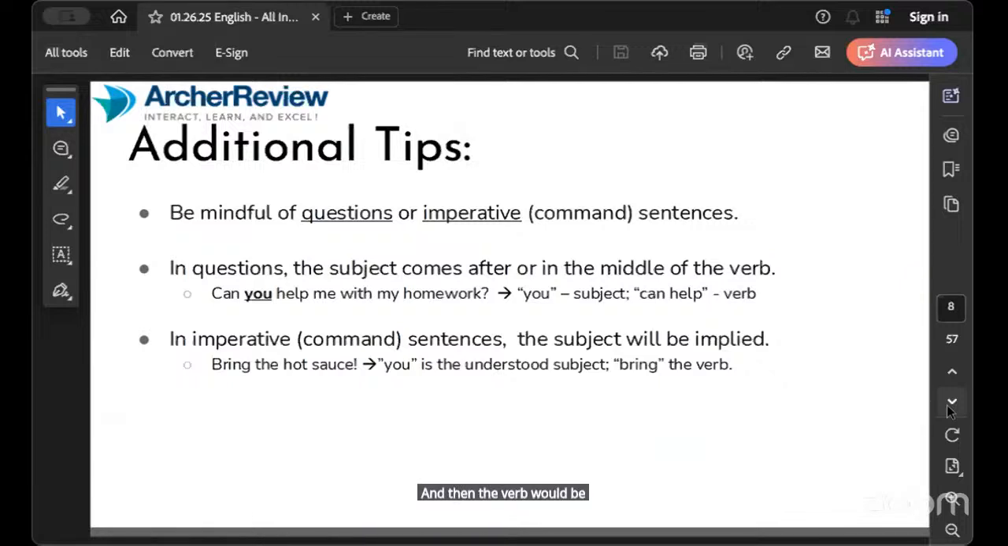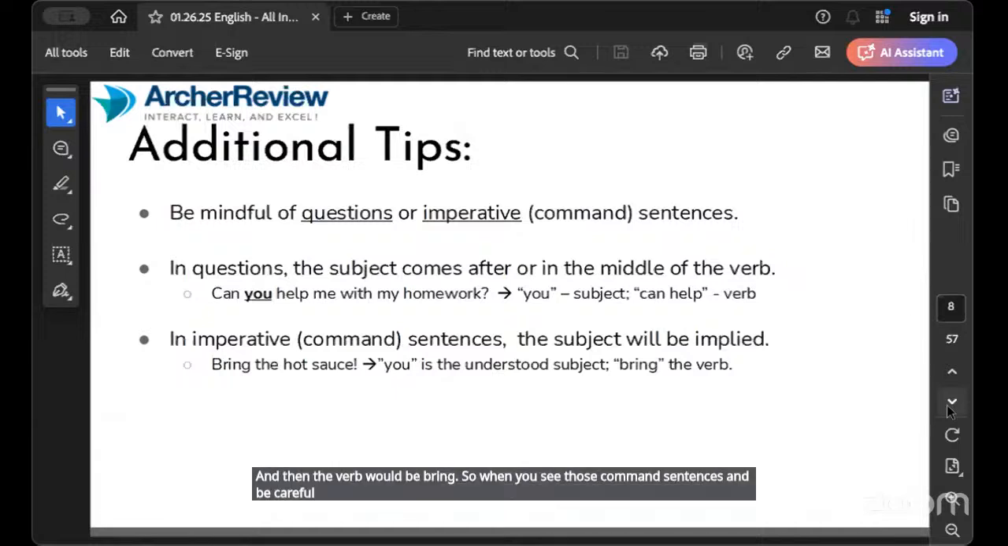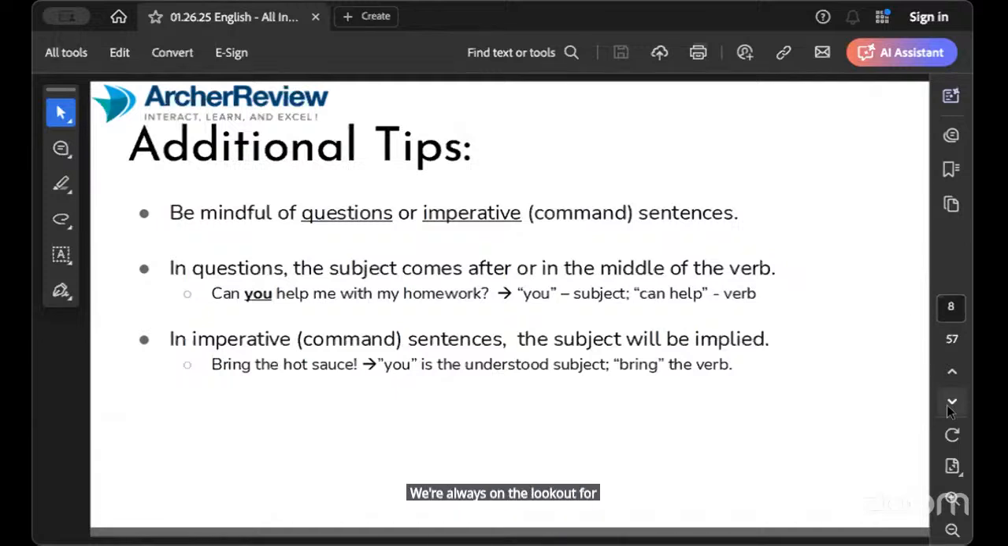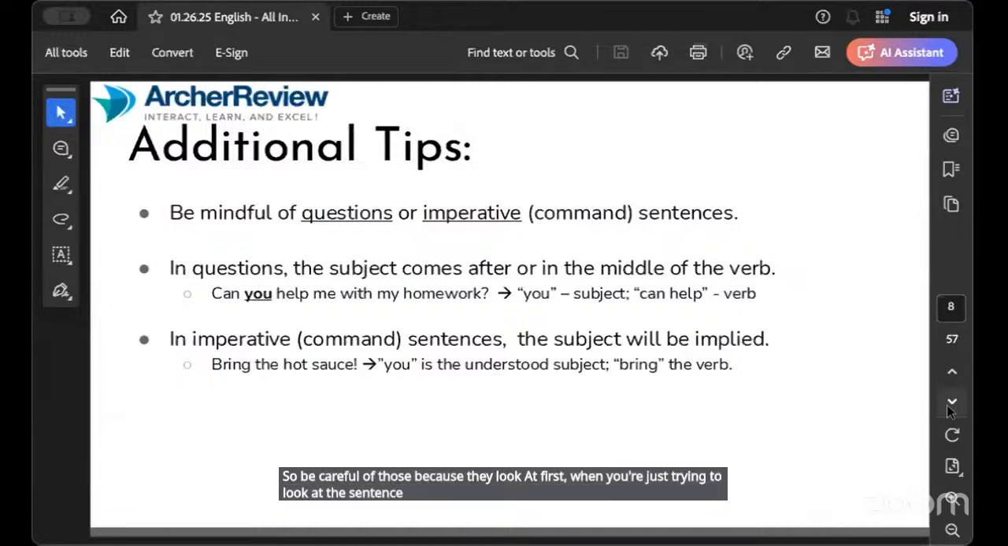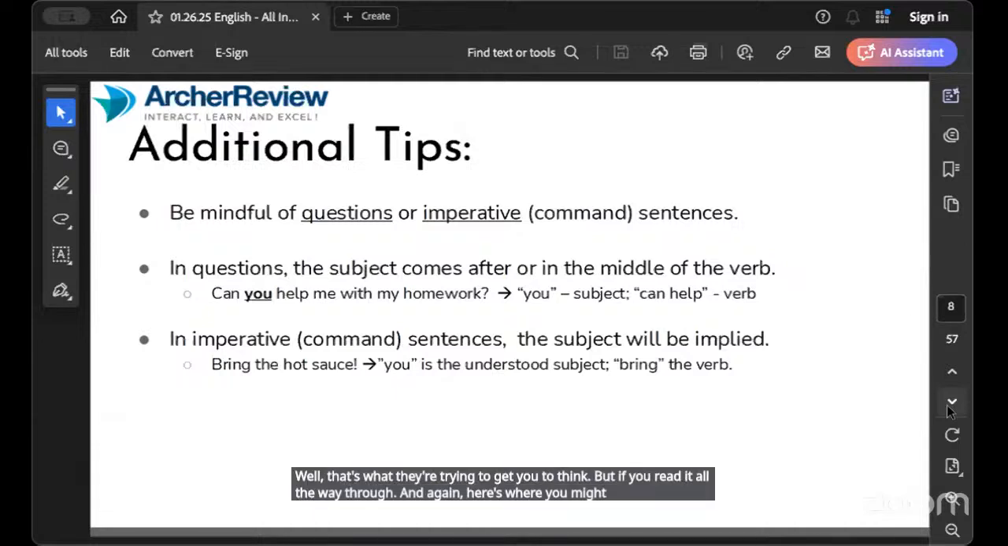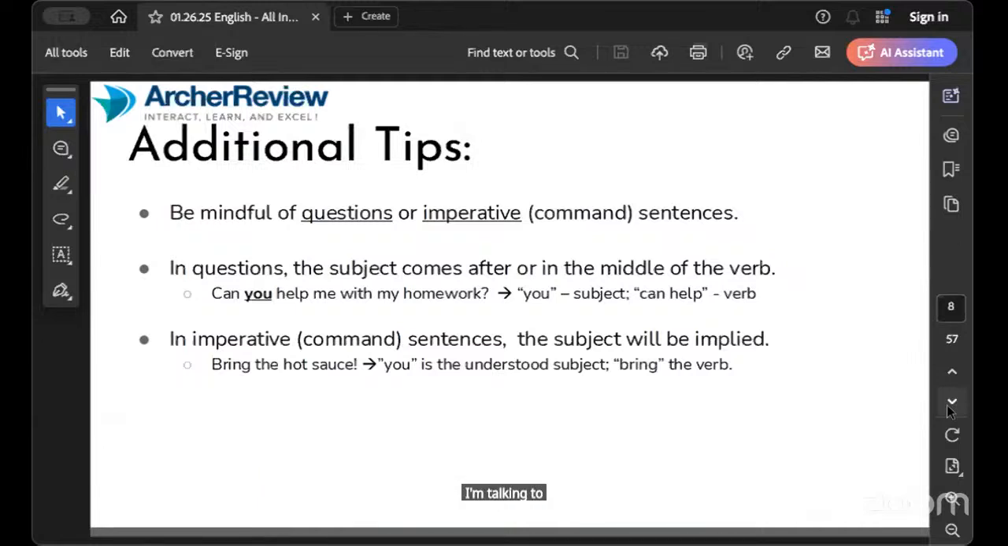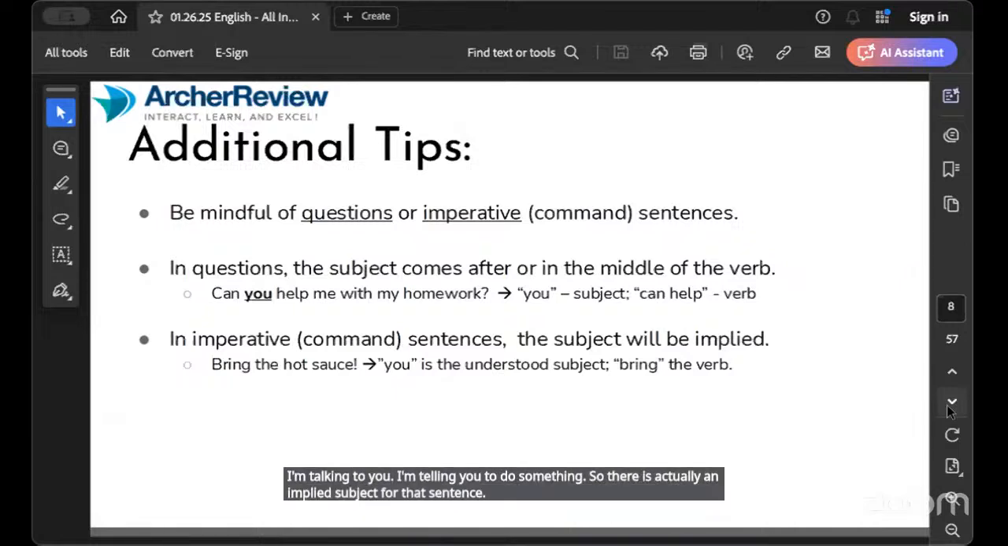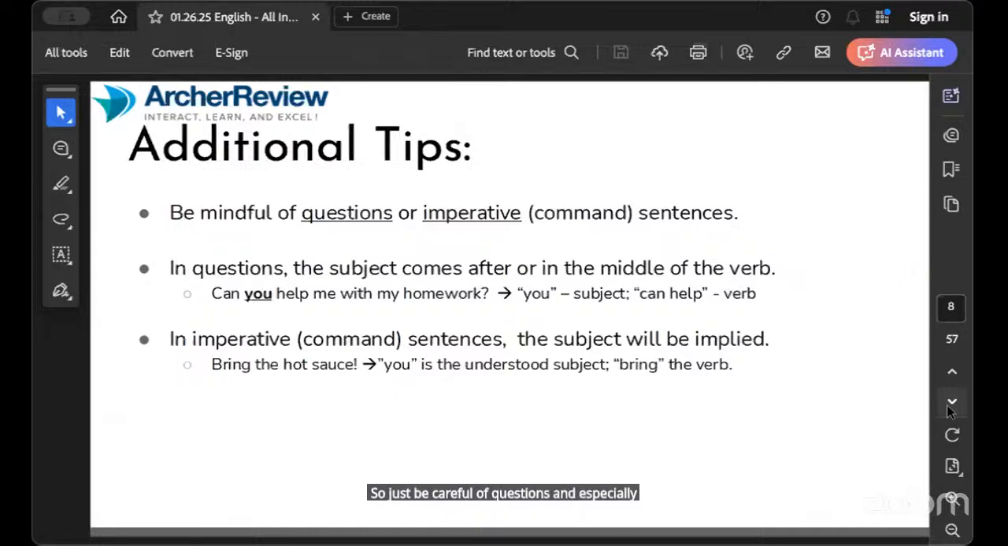And then the verb would be bring. So when you see those command sentences, be careful, because we're always on the lookout for a trick question or trick answer. At first, when you're just looking at the sentence, you're like, oh, I don't see a subject there. That's a fragment. Well, that's what they're trying to get you to think. But if you read it all the way through, and here's where you might want to practice reading it out loud: Bring the hot sauce. Well, who am I talking to? I'm talking to you. I'm telling you to do something. So there is actually an implied subject for that sentence. So just be careful of questions and especially those command sentences.